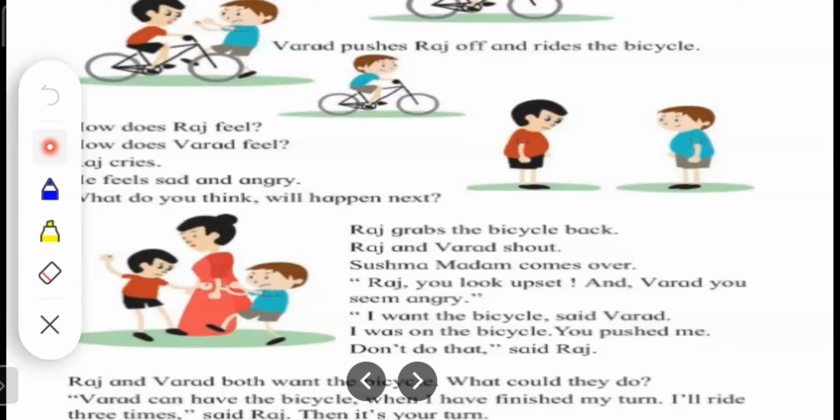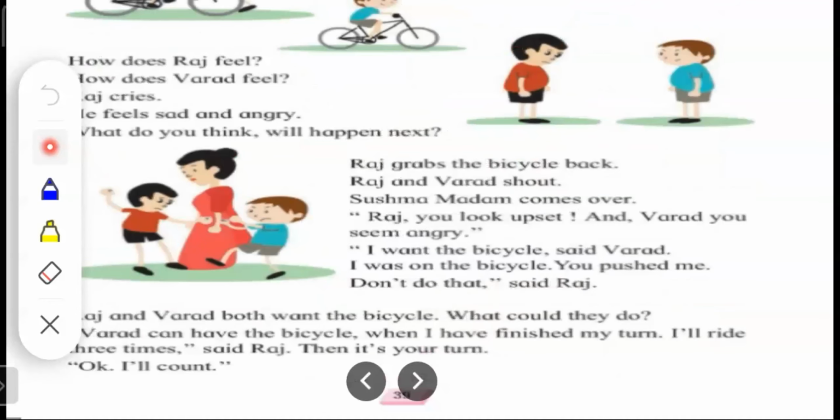Then you can see they have come to one solution. What is the solution, children? Raj is telling Bharat that you can ride the bicycle when I finish my turn. What is Raj telling Bharat? That you can ride the bicycle when I finish the turn. I will ride 3 times, then you can ride. Then Bharat says, okay, I will count.